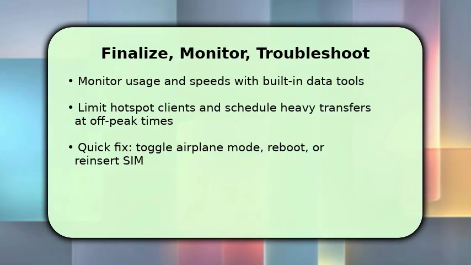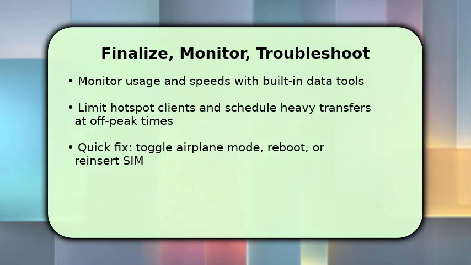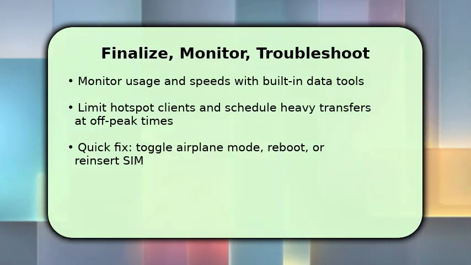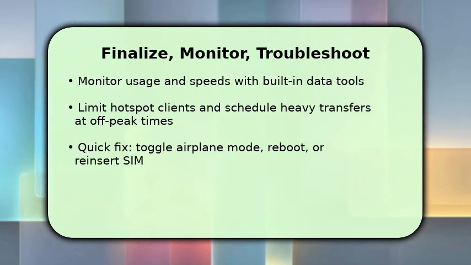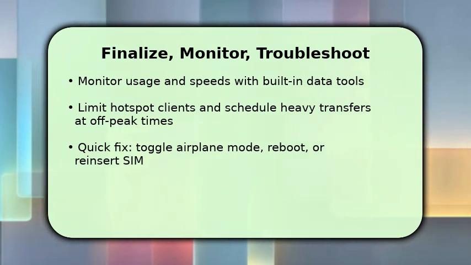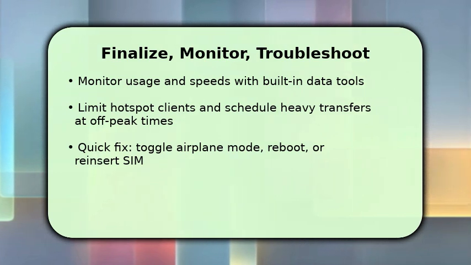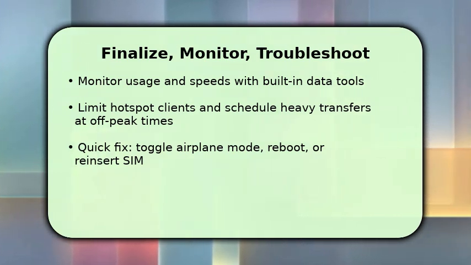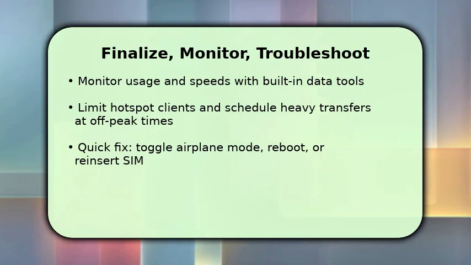Finish by monitoring real usage. Use the phone's data monitor and carrier app to watch speeds and caps. Make sure you limit hotspot clients and prioritize devices so one phone doesn't eat all bandwidth. Schedule big downloads overnight or during off-peak for best throughput.